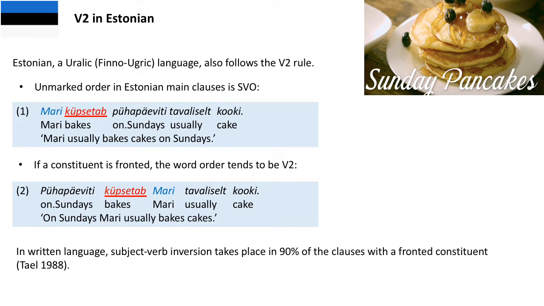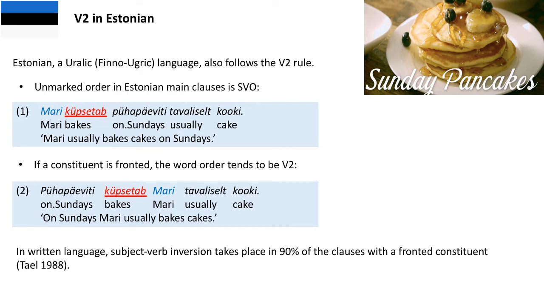Estonian is a non-Germanic and non-Indo-European language. It belongs to the Finno-Ugric branch of the Uralic language family. But untypically for Uralic languages, Estonian declarative main clauses also follow the verb second rule. Example 1 illustrates that in the unmarked case, the first constituent of the clause is the subject, as in Swedish. Mari küpsetab pühapäeviti tavaliselt kooki. Literally, Mary bakes on Sundays, usually cakes, meaning Mary usually bakes cakes on Sundays.